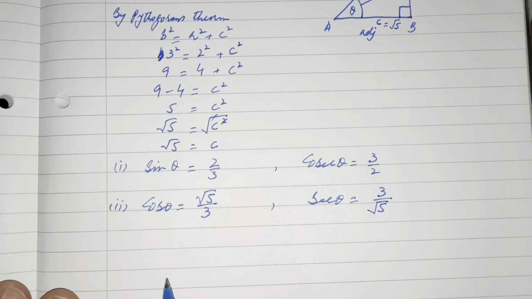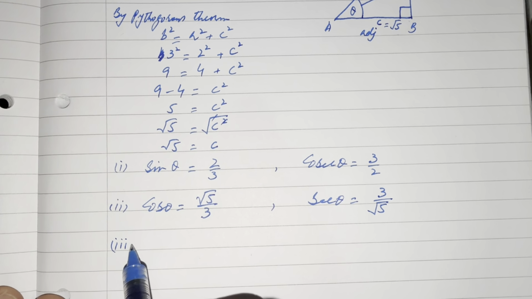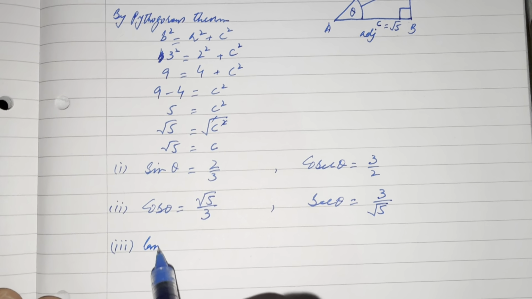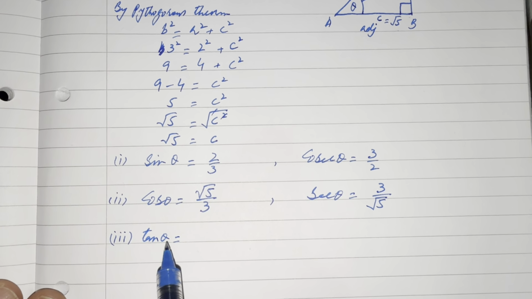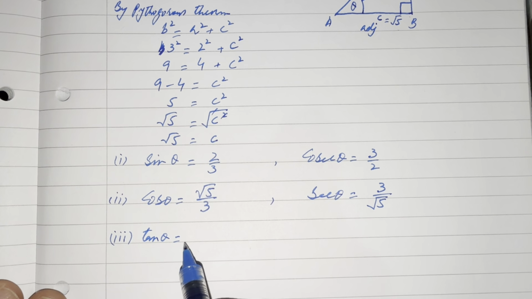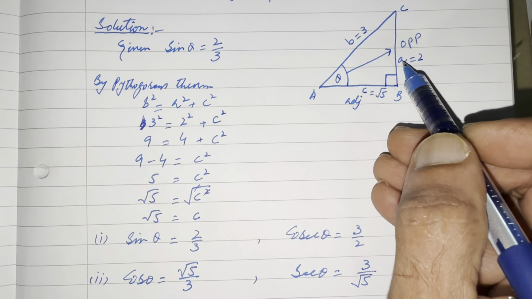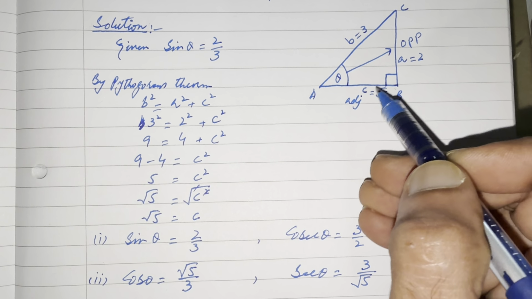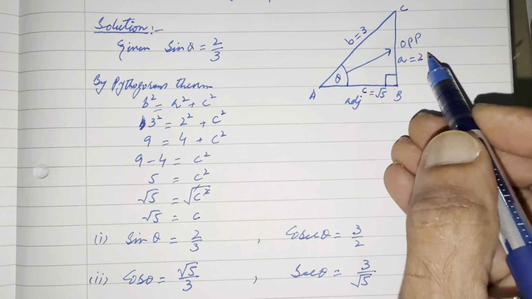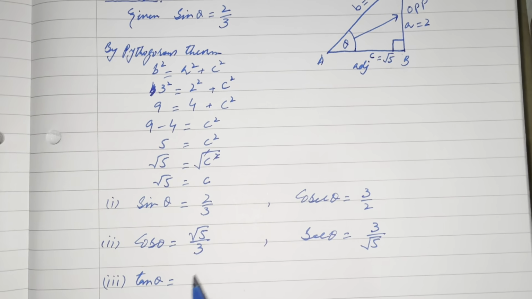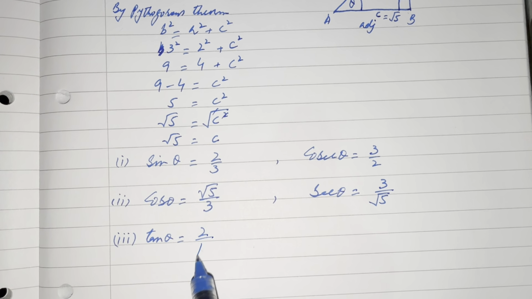So now the third ratio is tangent theta. And tangent theta always equals opposite side over adjacent side. So what is the opposite side? It is A, and adjacent side is C. So you can say that the tangent theta will be equal to 2 over under root 5.